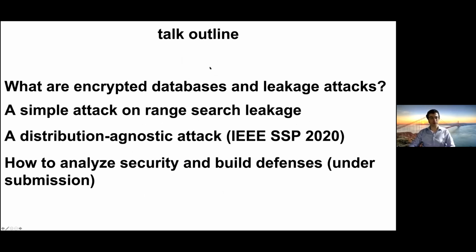So the talk outline is as follows. First, I'm going to talk about what are encrypted databases and leakage attacks. And then I'm going to talk about a simple attack on range search leakage. Then I'm going to talk about, this is not our work, this is just to motivate the problem. Then I'm going to introduce a distribution-agnostic attack for the same problem. So this is work that appeared in the IEEE Security and Privacy Conference in 2020. And then I'm going to suggest some new directions that we're currently looking to work on that I think are very promising. Okay, so let's go right into it.